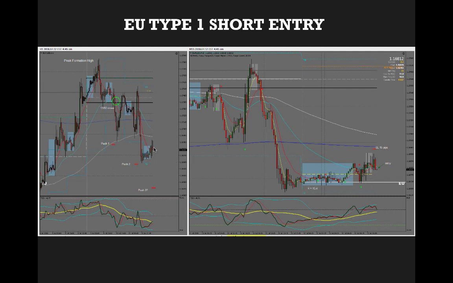Okay, right here is where price is right now, and you can see we're in the cycle. We have our peak formation high, as we denoted before, 50/200 cross to our level 1, and you can see our push 1 here. So push 1, then our push 2, right?